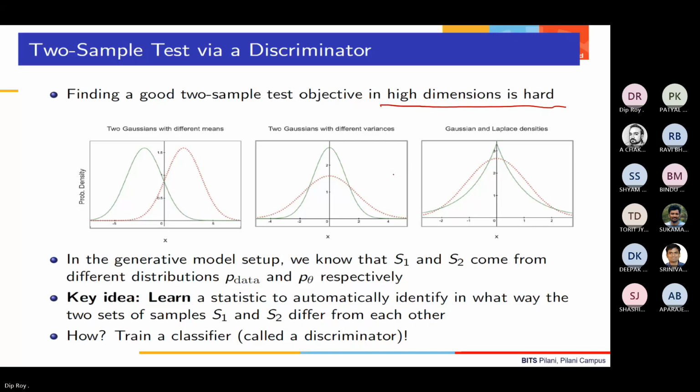Why? Because if you see this particular diagram here, these are two Gaussians with different means. Let's say our test statistic is comparing the mean of two distributions. Now we see that the two distributions are different because the mean is different. Easy problem.